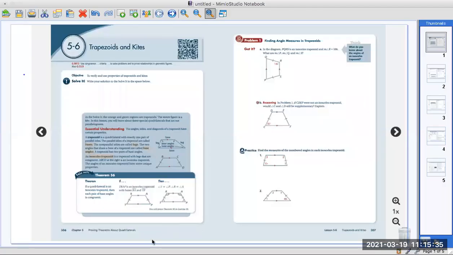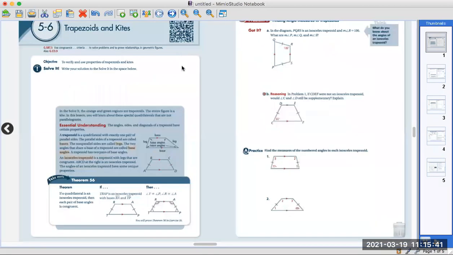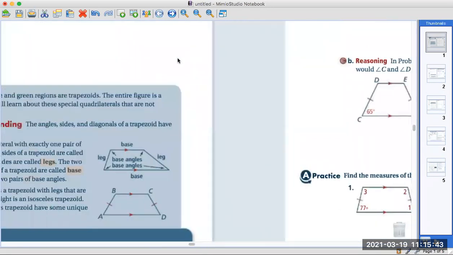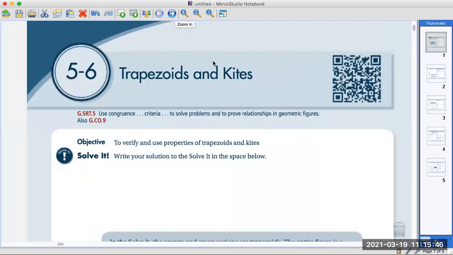Hello, everybody, and welcome to lesson 5.6 in our textbook. It's on page 306, and the lesson is on trapezoids and kites.